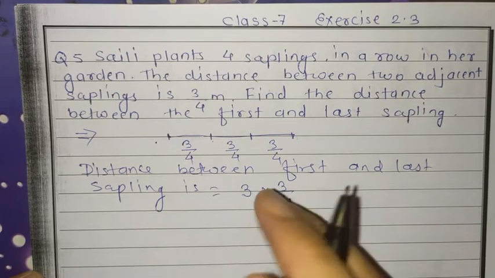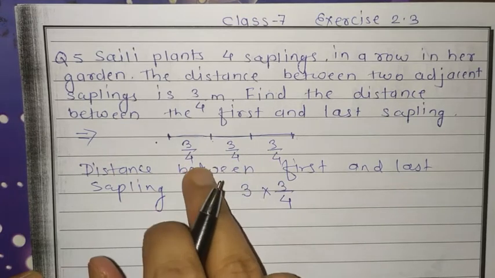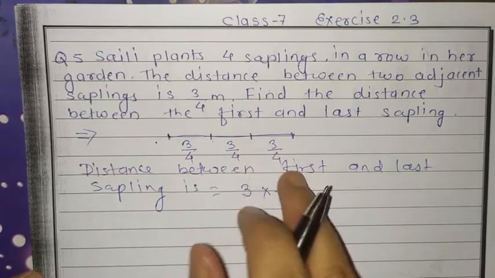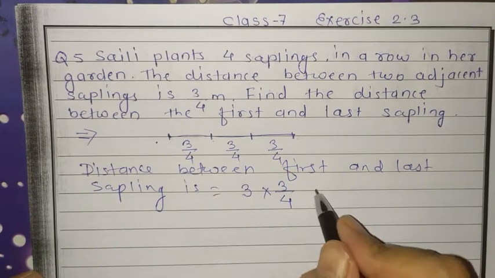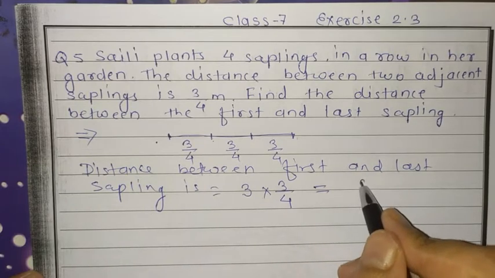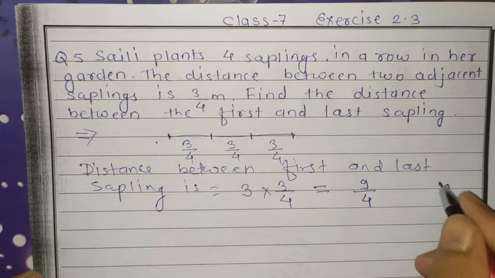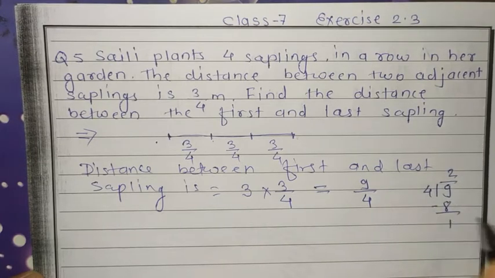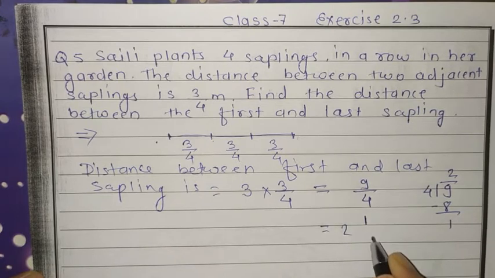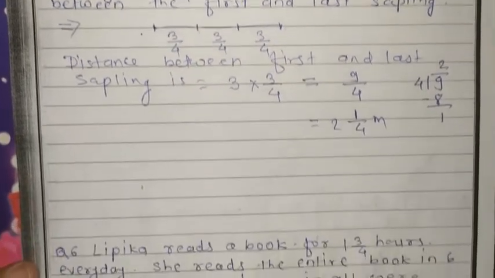Or the second way, you can do addition 3 times: 3 upon 4 plus 3 upon 4 plus 3 upon 4, but this is the longest way. So it is easy if you do multiplication. 3 into 3 is 9. It is 9 upon 4. So 9 divided by 4. 4 into 2 is 8. Remainder will be 1. So the answer is 2, 1 upon 4 meter. So the distance between the first and last sapling is 2, 1 upon 4 meter.